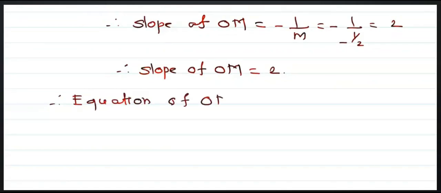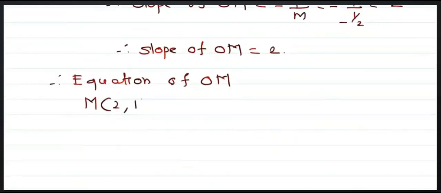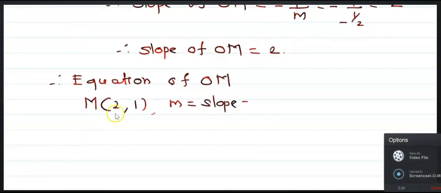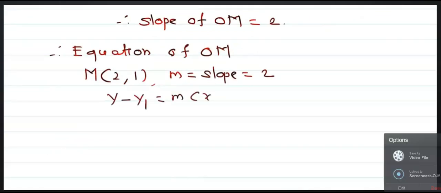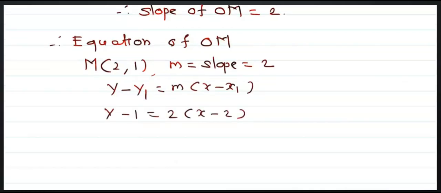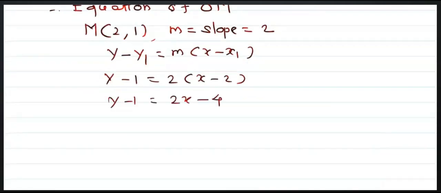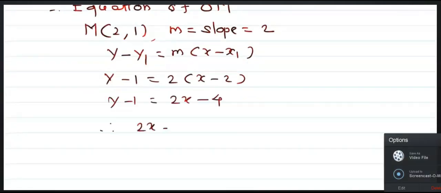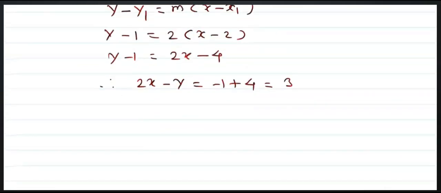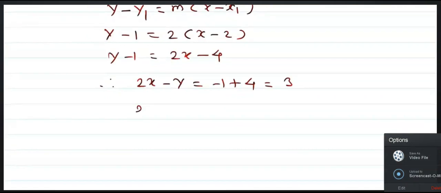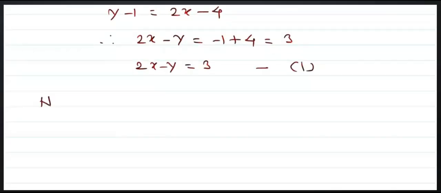Now the equation of OM, the point is (2, 1) and the slope is 2. That is y minus y1 equals m in bracket x minus x1. That is y minus 1 equals 2 in bracket x minus 2. That is y minus 1 equals 2x minus 4. That is 2x minus y equals minus 1 plus 4, that is equals to 3. This is equation number 1.